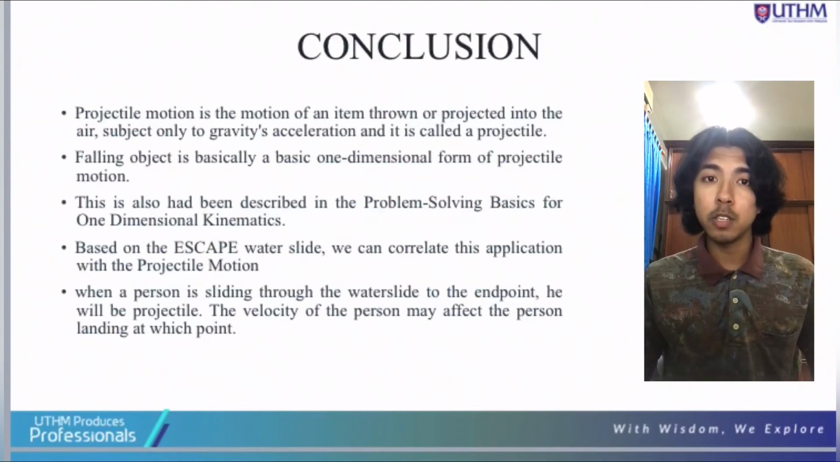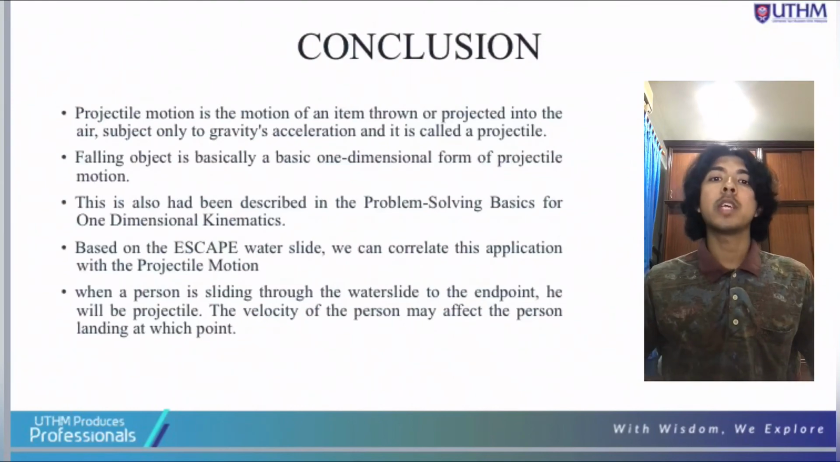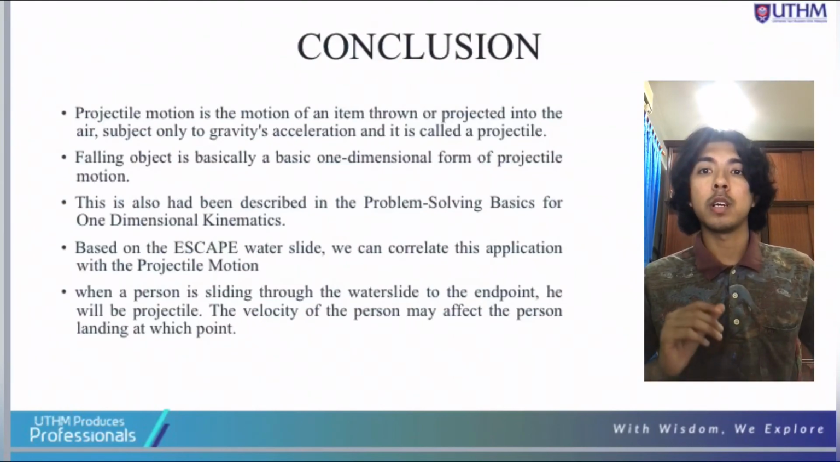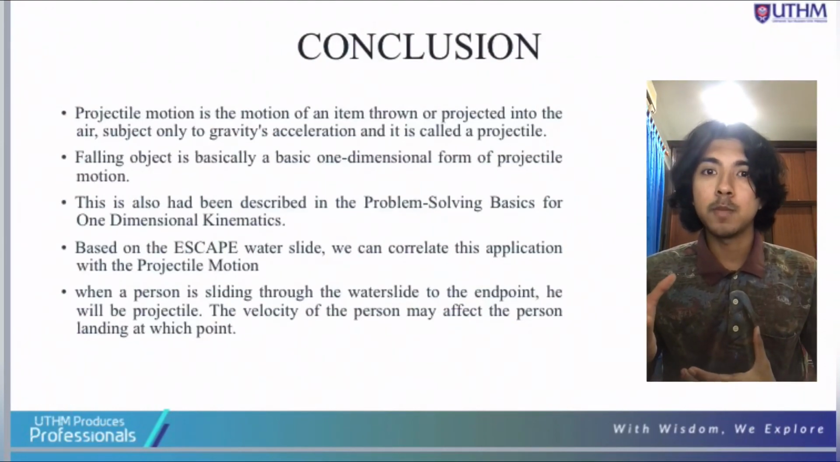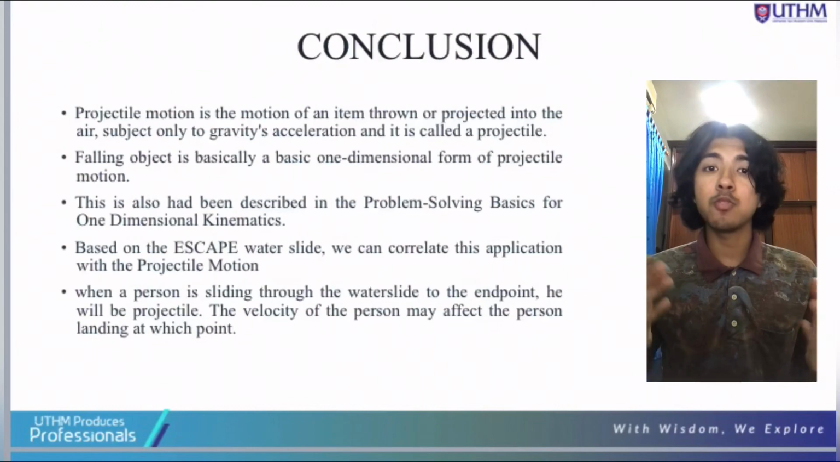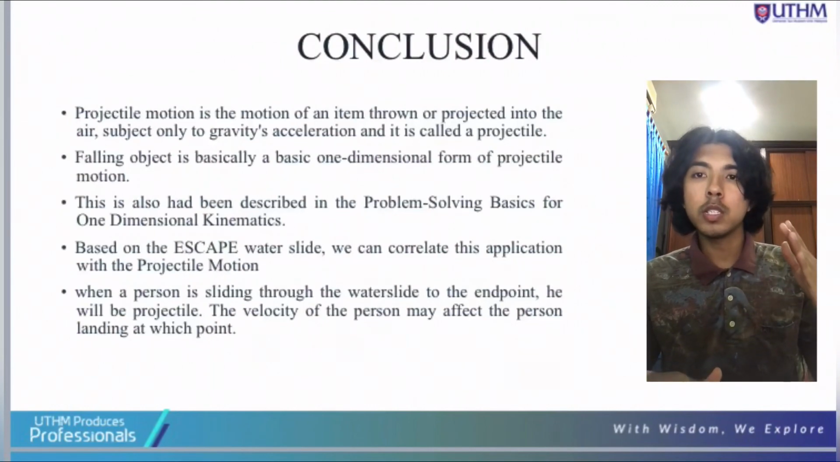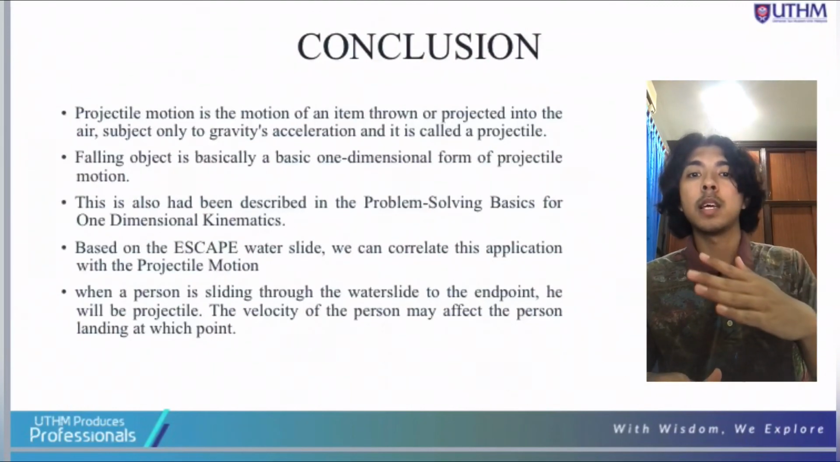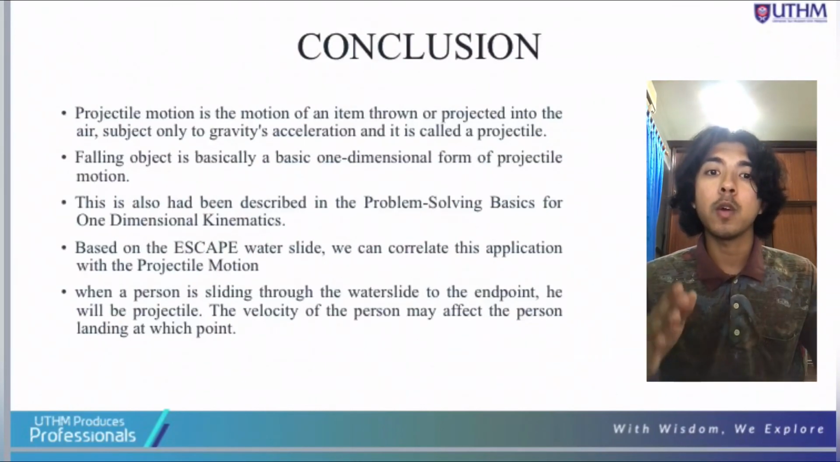And we can also relate this to the problem solving of one-dimensional kinematics, as it is related to the vertical and horizontal velocity. Because of all this, we can relate it to an application of a water slide at a theme park. Based on our discussion about the theme park water slide, it is all about projectile motion. As we know, when a person is sliding through the slide, it will cause the person to become a projectile. So basically, the velocity of the human or object will affect where the person will land.